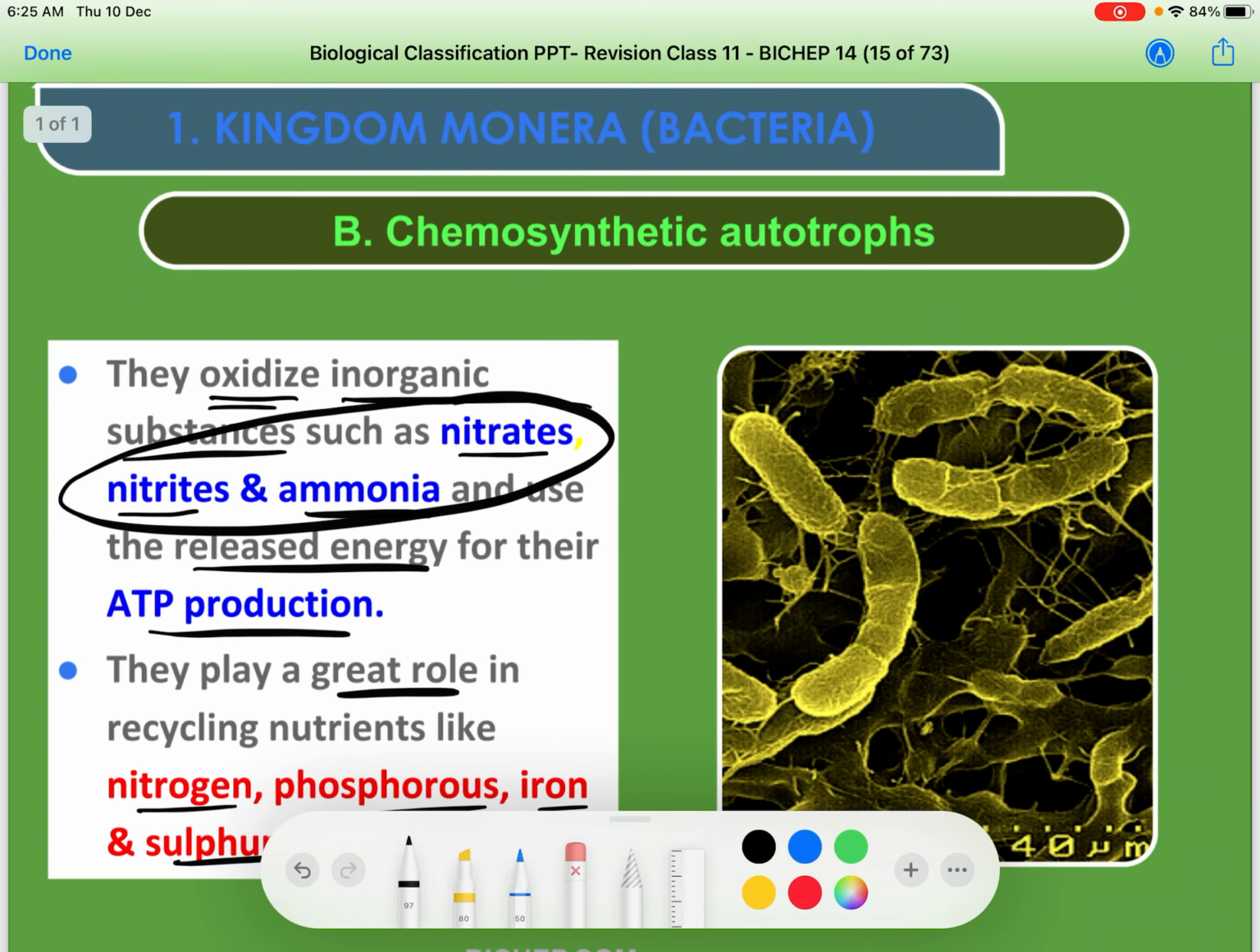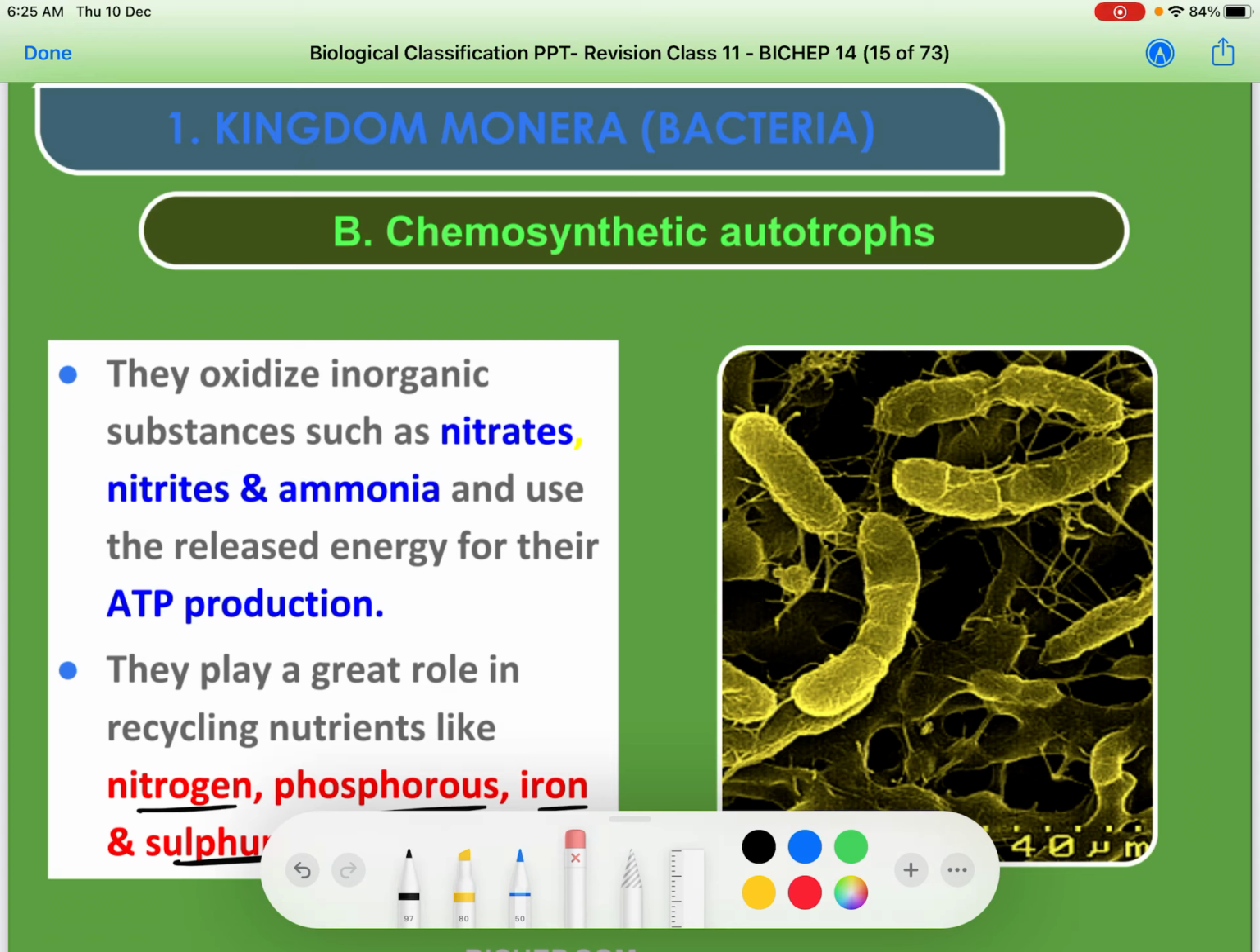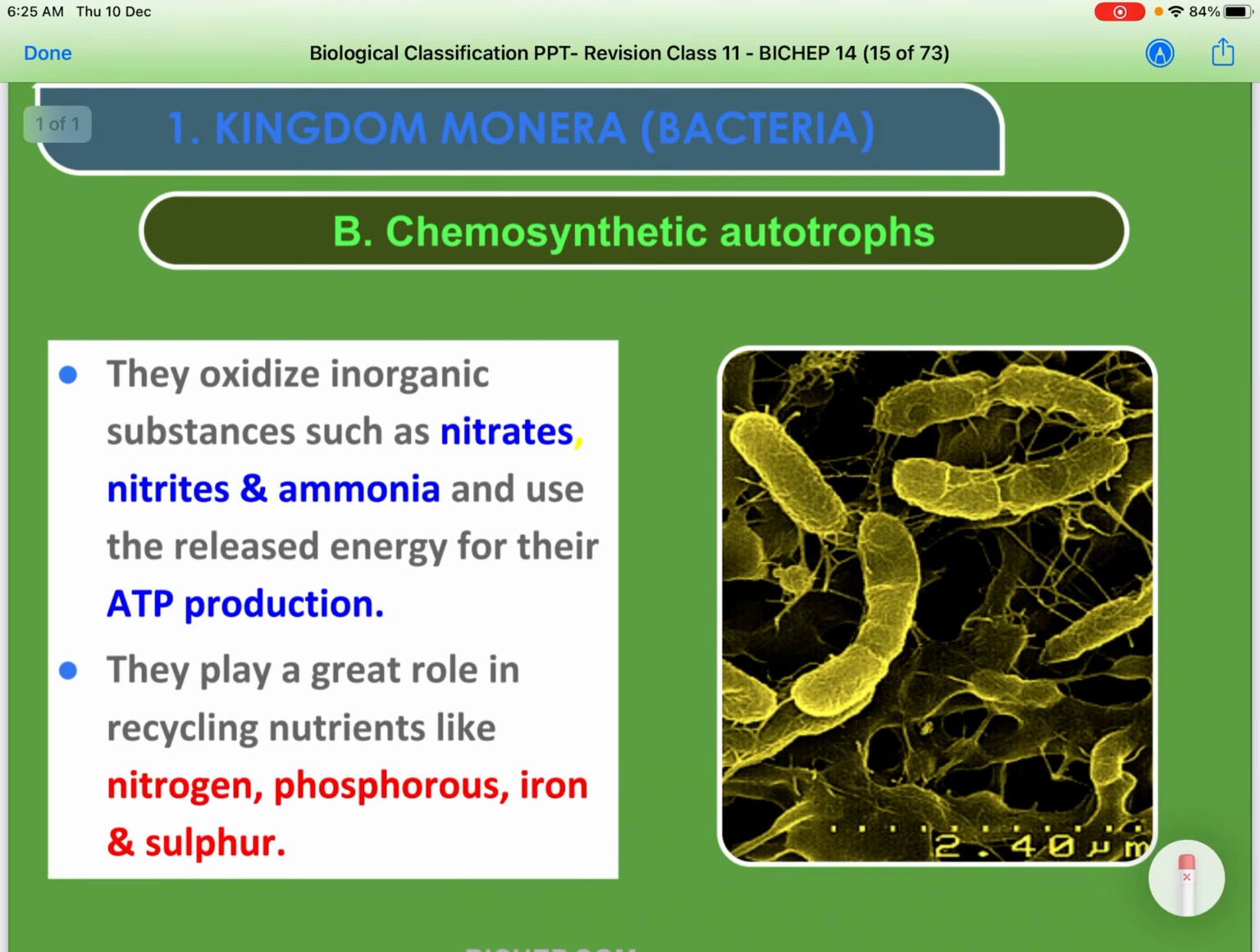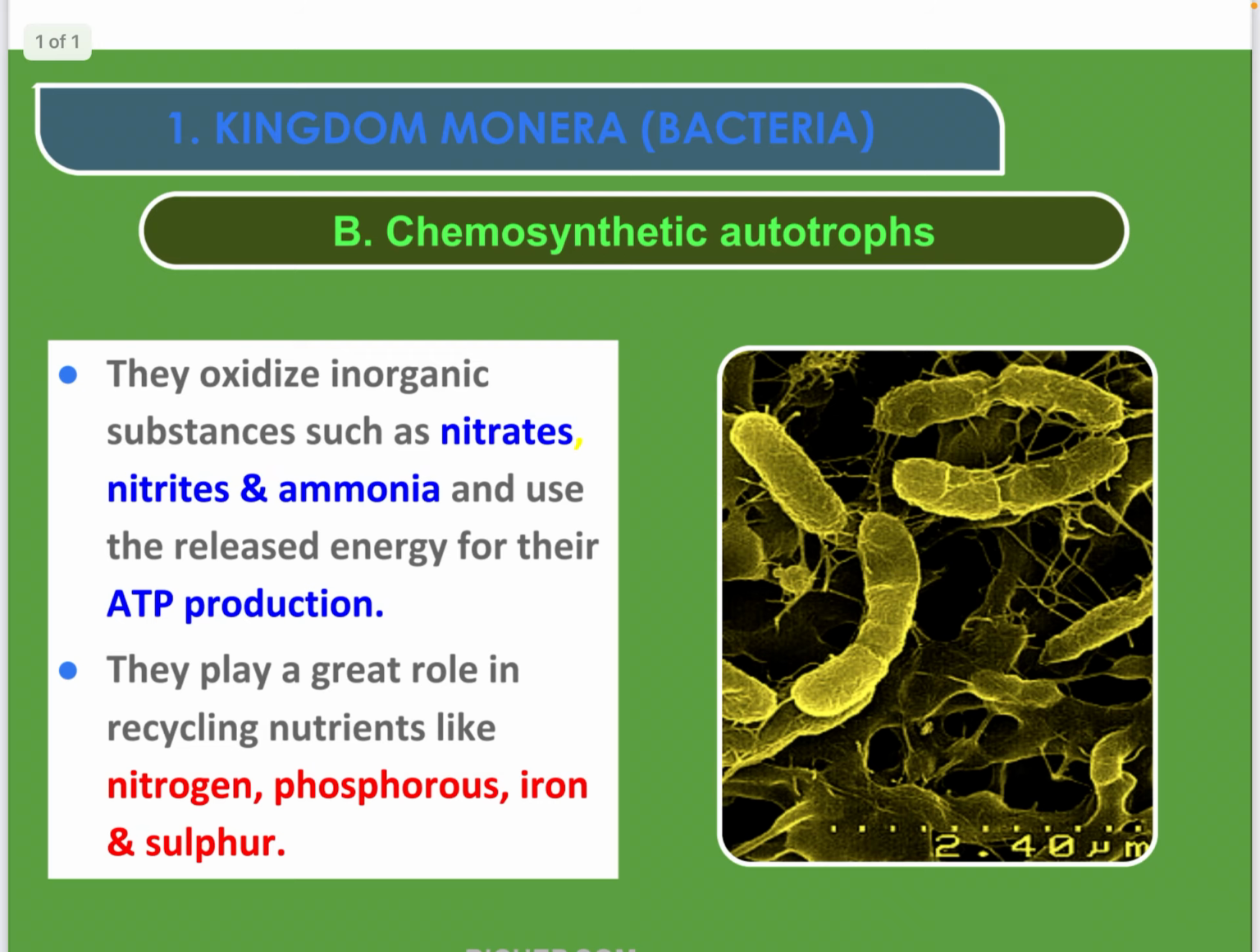Now they play a great role in the recycling of nutrients like nitrogen, phosphorus, iron and sulfur. Basically they are found in soil. So dead decaying material and waste products which are added to the soil are decayed by this kind of autotrophs, chemosynthetic bacteria. They are also found under the ocean, very deep ocean where sunlight is not able to reach. There they are found, and that's why they are chemosynthetic, because they don't find sunlight there, so they cannot photosynthesize, right? Please take the screenshot.